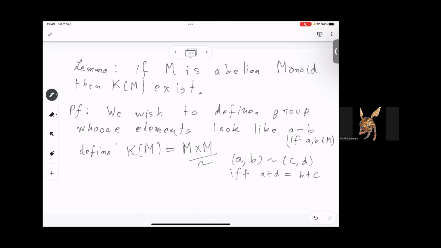But there is a catch here. This relation as defined is not transitive, and so it's not enough. So we add an extra T: T plus A plus D is equal to T plus B plus C. Let me write it properly. Why am I overwriting? I think I should erase this.